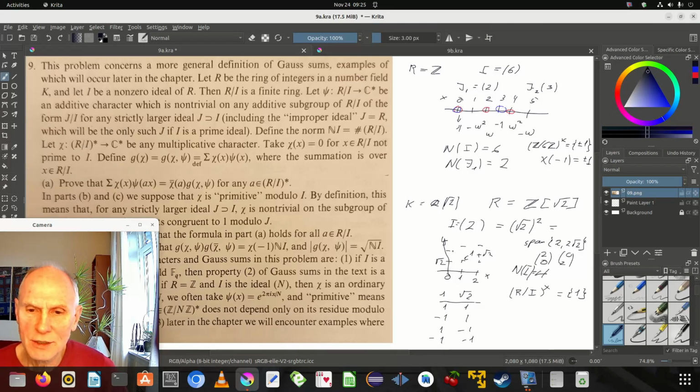So my question is, is it possible that 1 plus square root 2, it's a unit, of course, so that must actually be in the multiplicative group as well. Interesting.